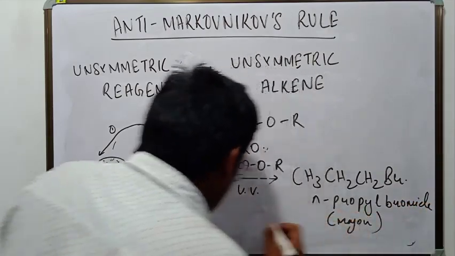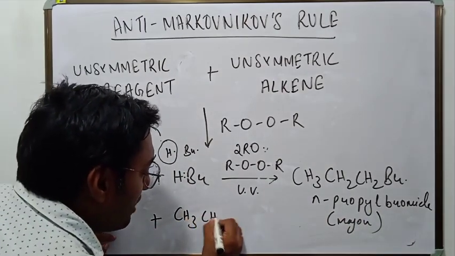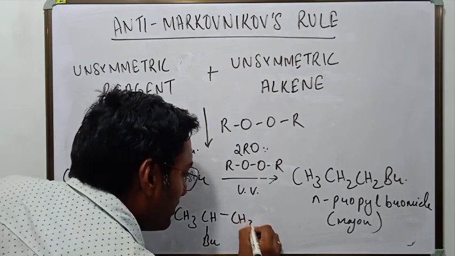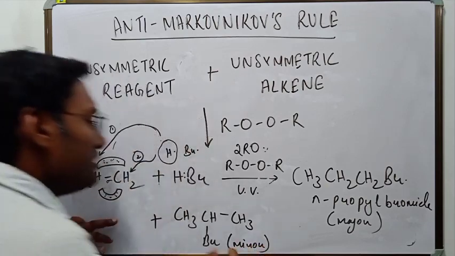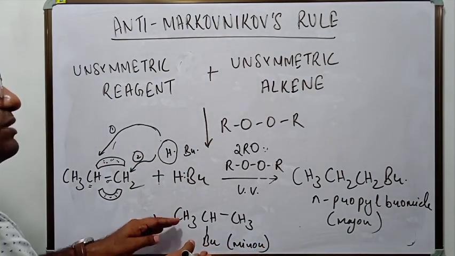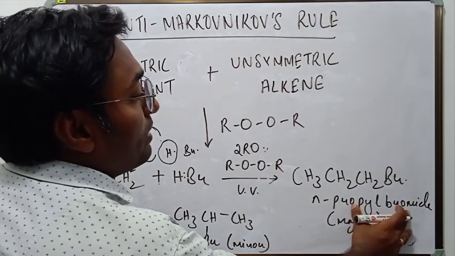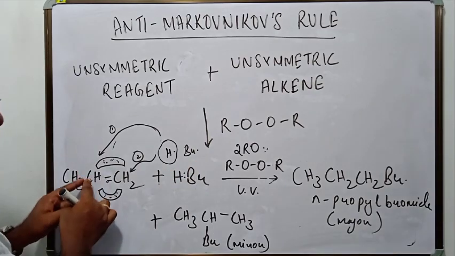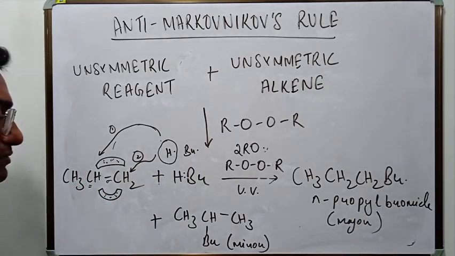A small quantity of isopropyl bromide will also be formed, but that would be a very minor quantity. The major product is n-propyl bromide, because the hydrogen has chosen to go to the carbon that has a lesser number of hydrogen atoms.